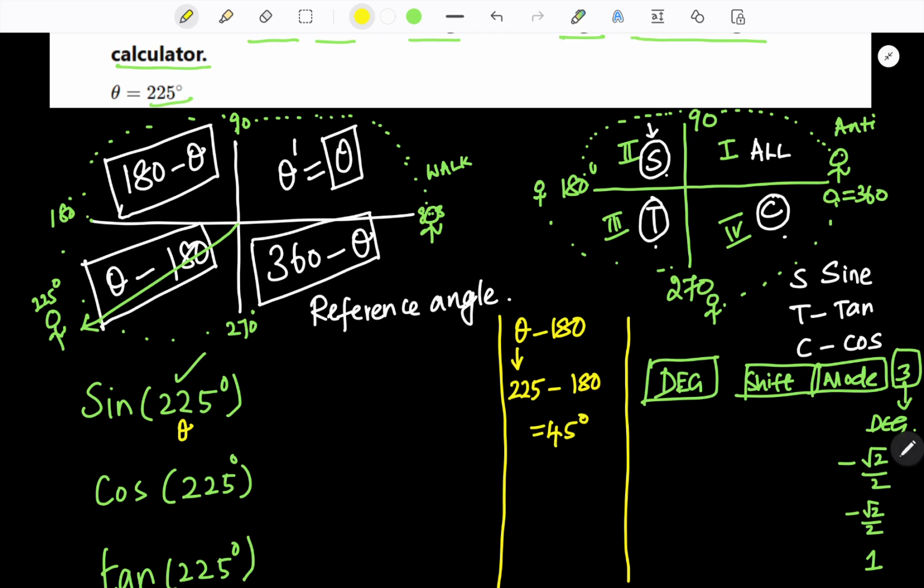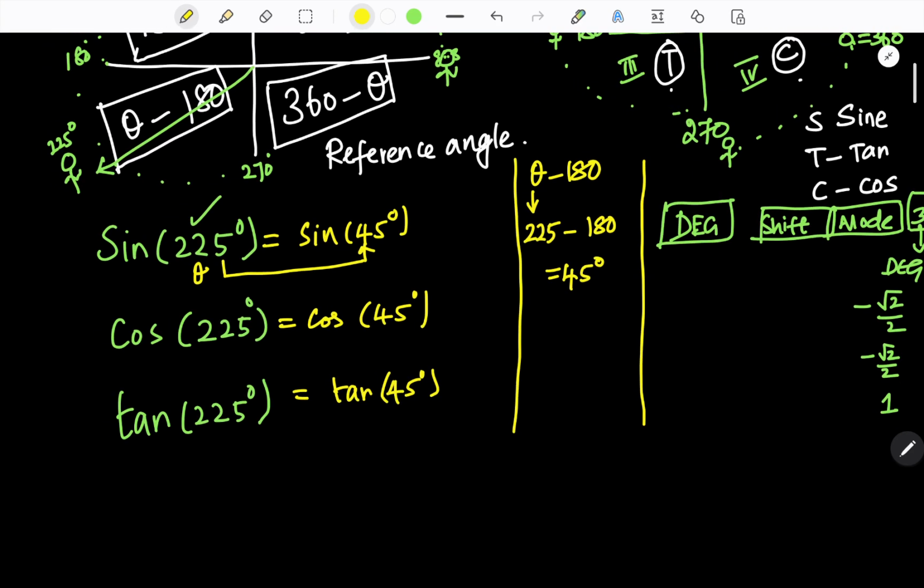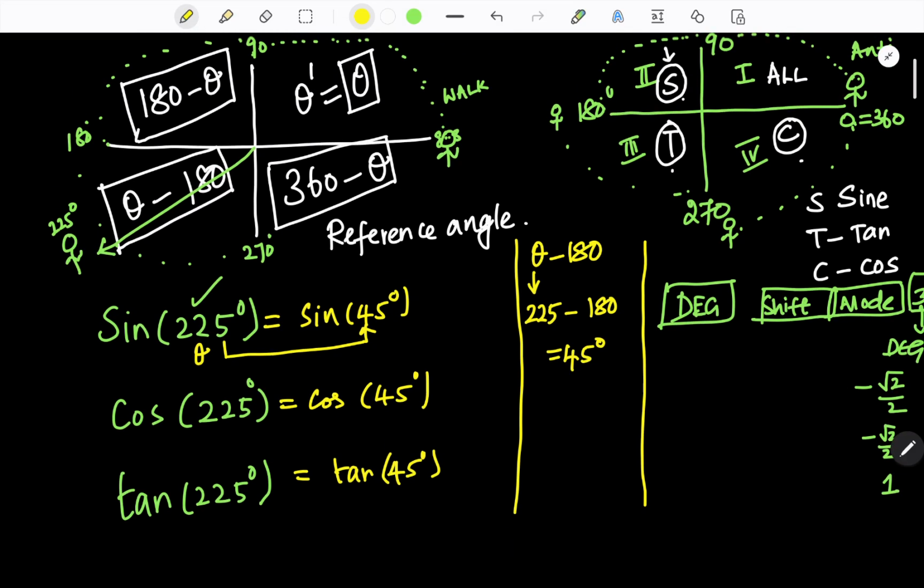So what is the meaning of this? Why are we using this one? Because we are reducing all the angles above 90 into angles less than 90. That's it. So this is equal to sine 45 degrees. This 225 degrees is converted into 45. And this is cosine 45 degrees, and this will be converted into tan 45 degrees. So sine 45, cosine 45 and tan 45, right?